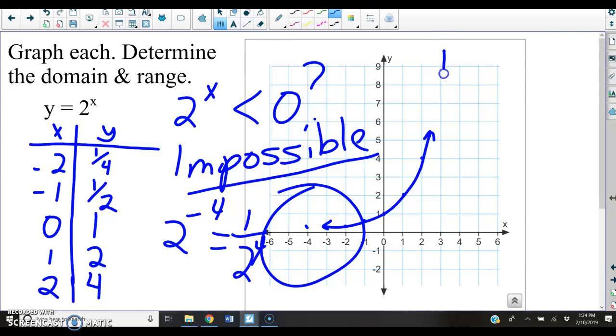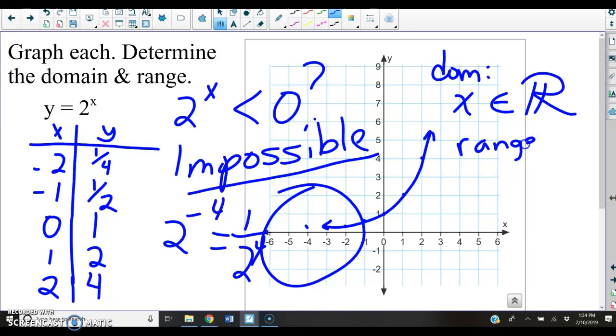So when we look at the domain, okay, x is any real number, but your range, your y values, y is going to be greater than 0. Unless we move that graph up and down, that will not change. You can use anything you want for an exponent. But when you raise a positive number to a power, you are going to get a positive result.